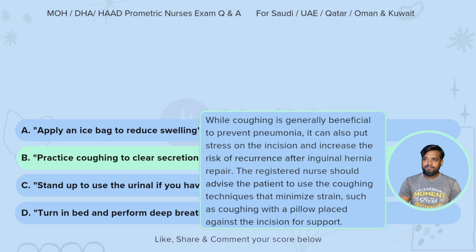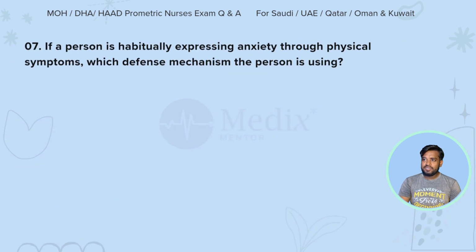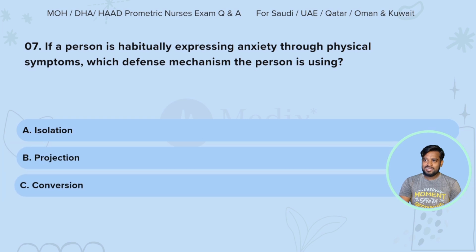Come to question number 7. If a person is habitually expressing anxiety through physical symptoms, which defense mechanism is the person using? A. Isolation. B. Projection. C. Conversion. D. Regression.